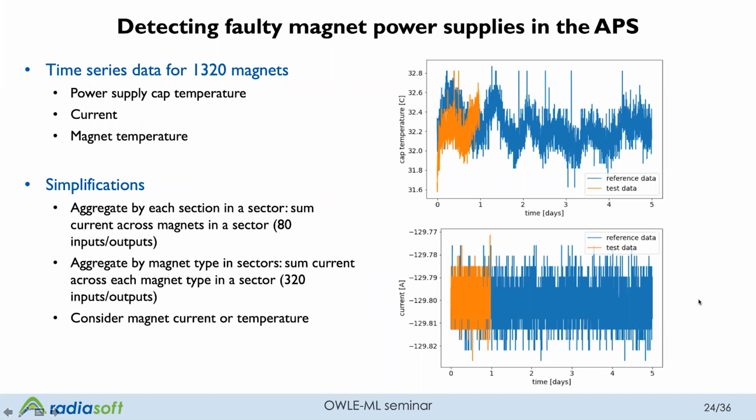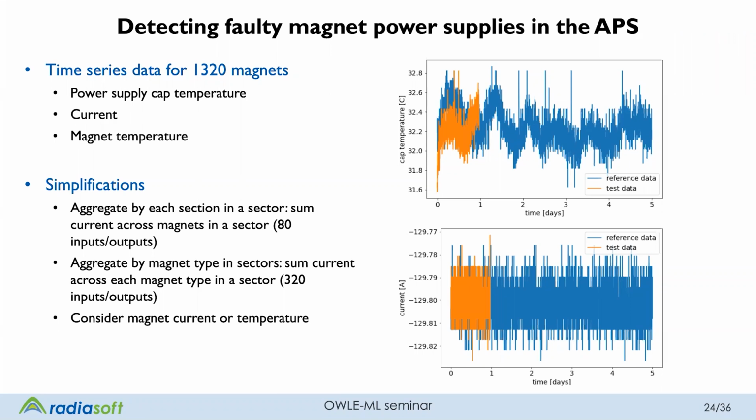And there's a couple of simplifications we wanted to do. 1320 is obviously not a crazy amount of inputs and outputs for a neural net, but it is relatively large. And I thought it would be interesting to say, okay, can we simplify the problem a little bit and have fewer parameters? I applied two different simplifications. One is aggregating by the sector. So there's essentially 80 sectors, 40 A and B sectors. So now you have 80 inputs and outputs.